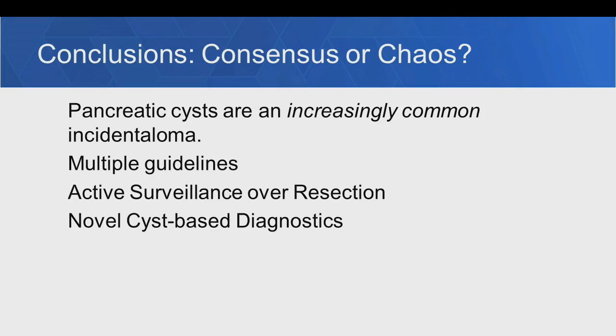I think we have this, as I alluded to, a consensus or chaos kind of field right now. Because these are an increasingly common incidentaloma. A patient gets a cyst. They Google pancreatic cysts. They read about pancreas cancer. They're very anxious. There are multiple guidelines with the intent to help us, but because there are so many of them, that can potentially confuse things. But the general trend over time is that as we've become more comfortable with these cysts, we are doing a lot more active surveillance over resection. And I think the promise for this that hopefully will get us out of this morass is the value and promise of novel cyst fluid-based biomarkers. Thank you.